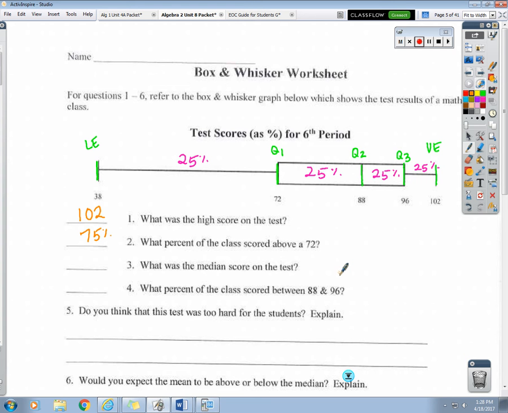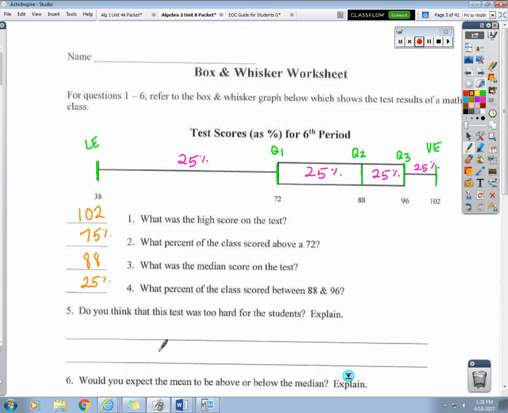What was the median score on the test? 88. Remember a while ago when you were writing down those notes, I said that Q2 is also known as the median of all the data, so that would be an 88. What percent of the class scored between an 88 and a 96? 25%.